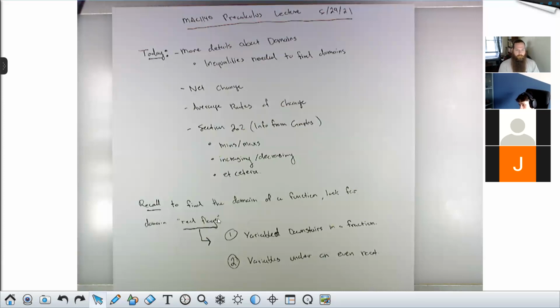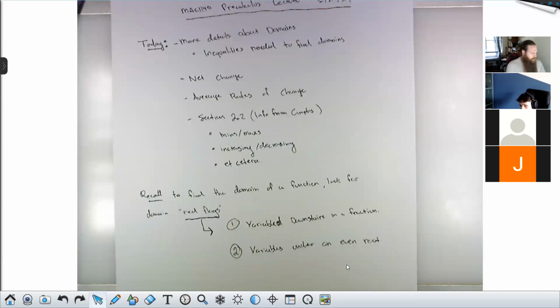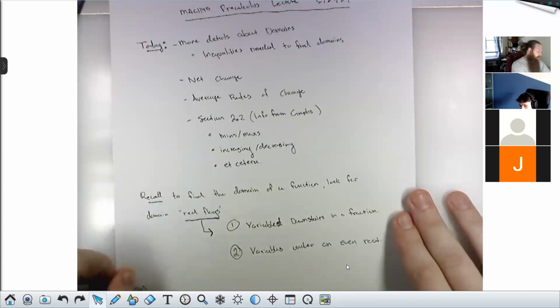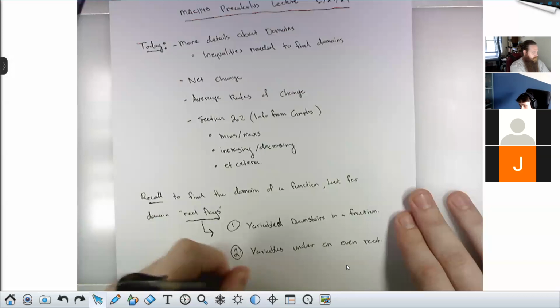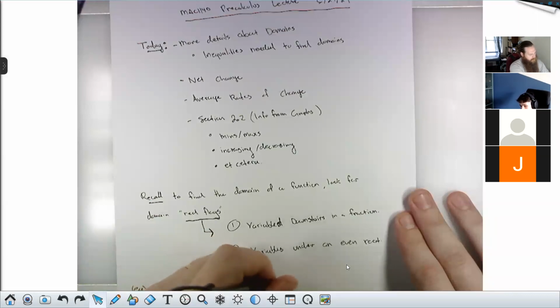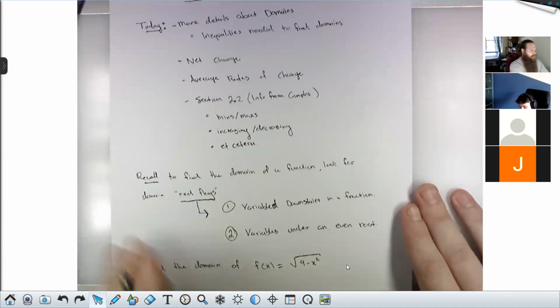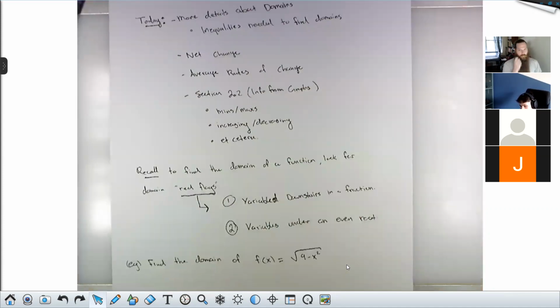All right. So let's go ahead and continue looking at the domain stuff, specifically the variables under an even root thing. To give you an idea of what we're talking about, I want to show you a little example. I might like to find the domain of the function f of x equals the square root of 9 minus x squared.